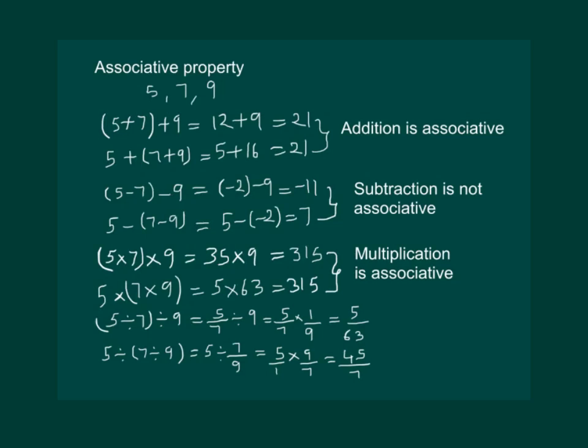We find that to check the associativity of division, if we change the position of the brackets and solve, then we get two different answers. That means that division is not associative. It is important to notice here that the numbers that we have taken, 5, 7 and 9, are whole numbers, and we have checked the associativity for the whole numbers. Similarly, we can check the associative property for integers and rational numbers.